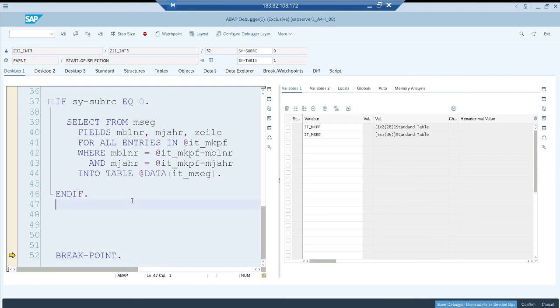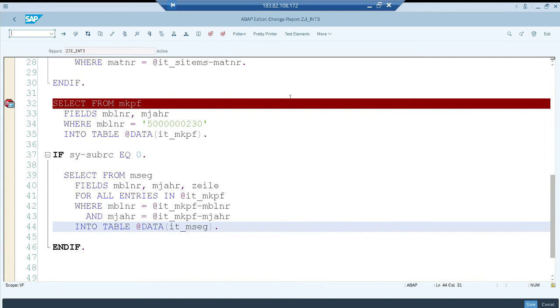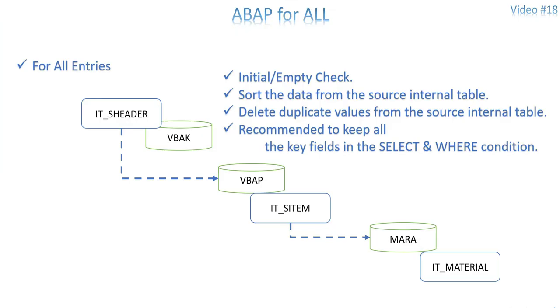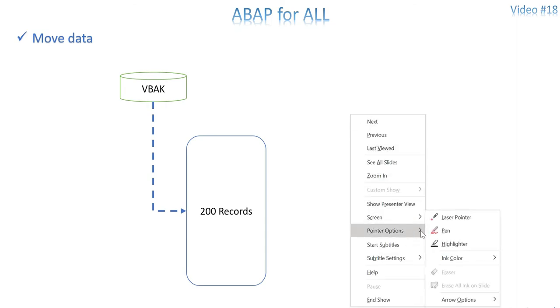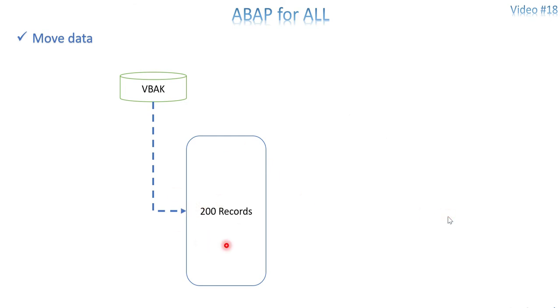So the next one is, let me get into the slide. How to move the data? What are the options we can move the data? Suppose I have 200 records from VBAK and I just kept it in my initial internal table. Then I want to move this to another internal table for some data manipulation. Depends on the requirement, we need to move the data to a temporary internal table and do the data manipulation.